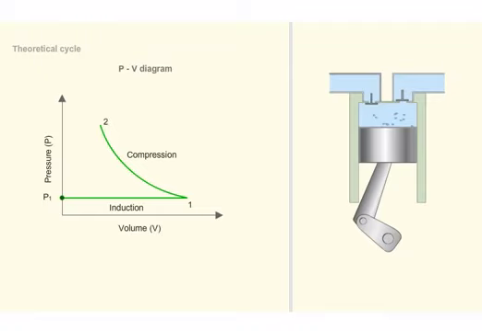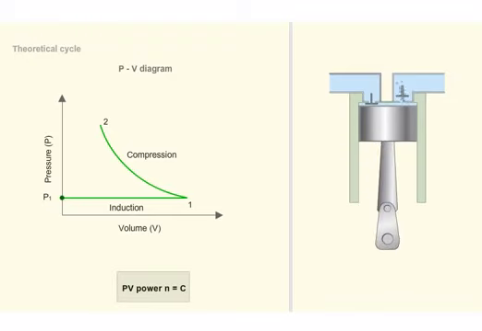Here, the delivery air pressure and volume follows the law PV^n = C. The high pressure air opens the delivery valve against the spring pressure and flows to the air receiver. In the PV diagram, the curve 2, 3 represents the delivery of air at constant pressure P2. The delivery of compressed air stops before it reaches point 4.